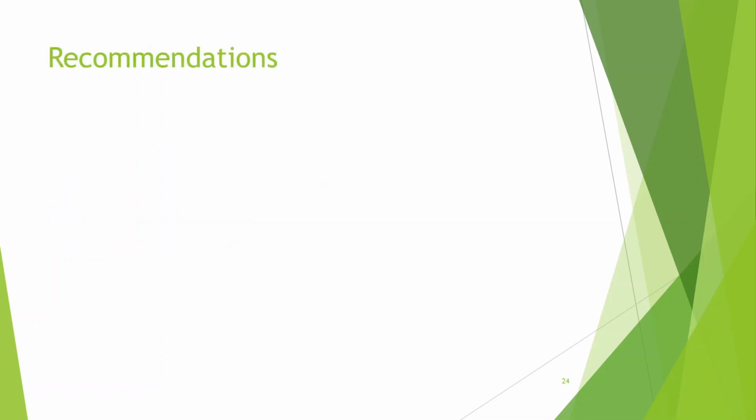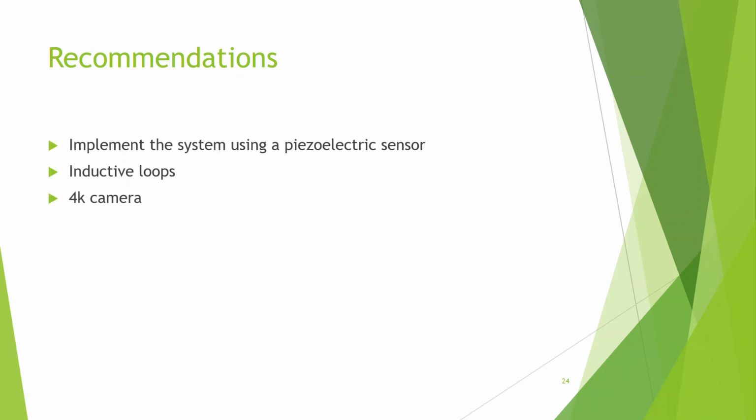These are some of the recommendations for future scope in order to successfully implement the actual system. Piezoelectric sensors are preferred for weight signals due to being more superior to other weight sensors. Inductive loops can also be used for sensing approaching vehicles and operating the system. A better 4K camera could be recommended for better resolution in identifying license plates and recording vehicles.